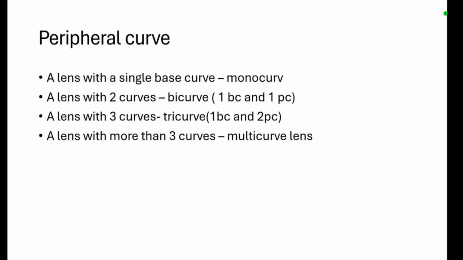Okay. Next is about the peripheral curve. The lens with a single base curve is known as monocurve. The lens with two curves is known as bicurve, that is, one base curve and one peripheral curve. A lens with three curves is known as tricurve, one base curve and two peripheral curves. The base curve will always be one. The lens with more than three curves is known as multicurve lens.